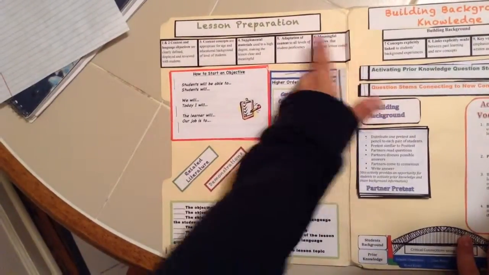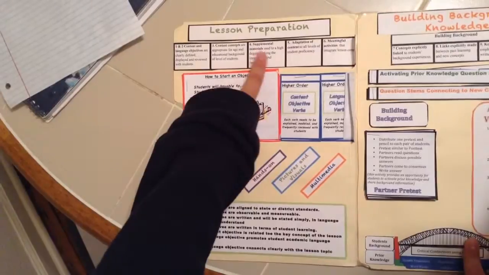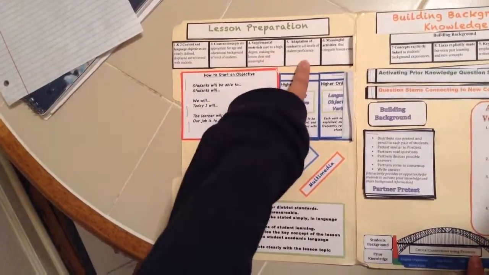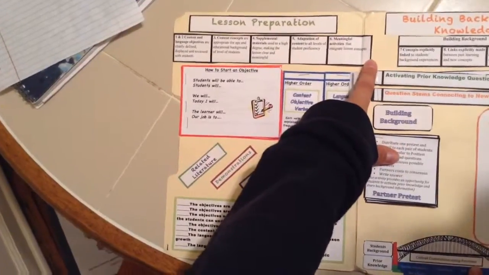Here we have 6 indicators. 1 and 2 are content and language objectives. 3 is content concepts. 4 is supplemental materials. 5 is adaptation of content. And 6 is meaningful activities.